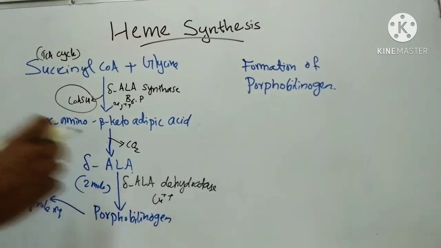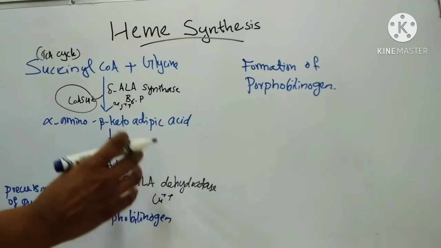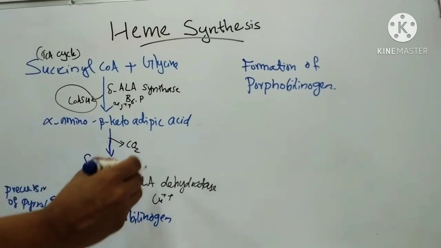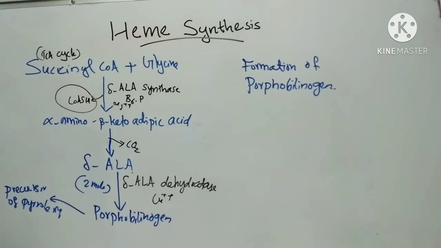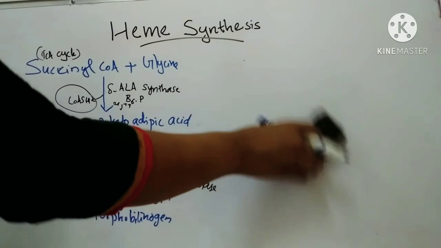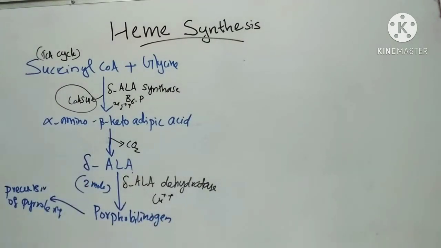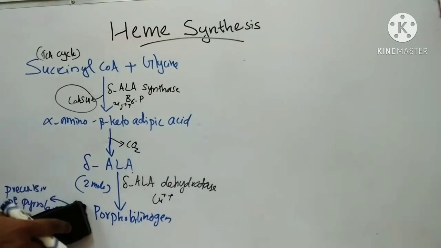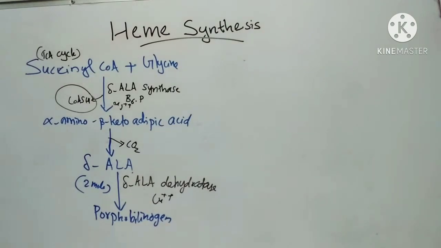Coming to regulation of the enzyme, delta amino levulinic acid dehydratase is a second rate limiting enzyme which is inhibited by feedback inhibition by end product heme. That is the formation of porphobilinogen. So the next step is formation of uroporphyrinogen 1 and 3. Let's see the reaction.